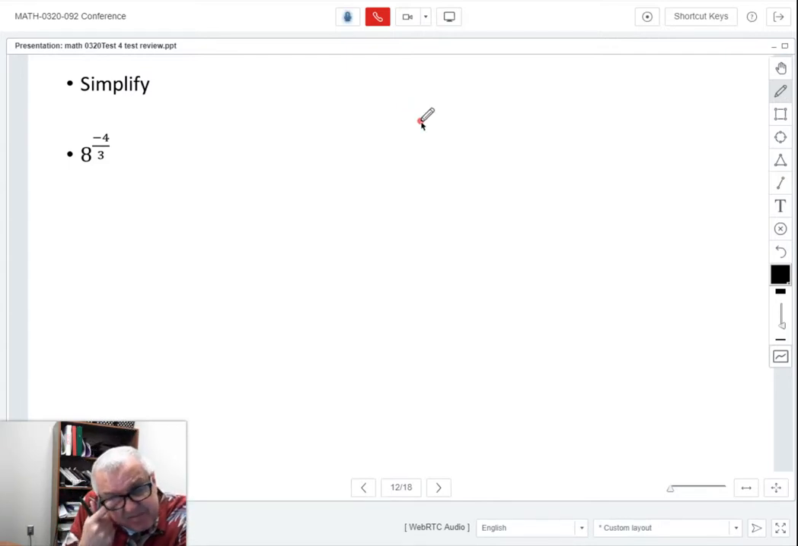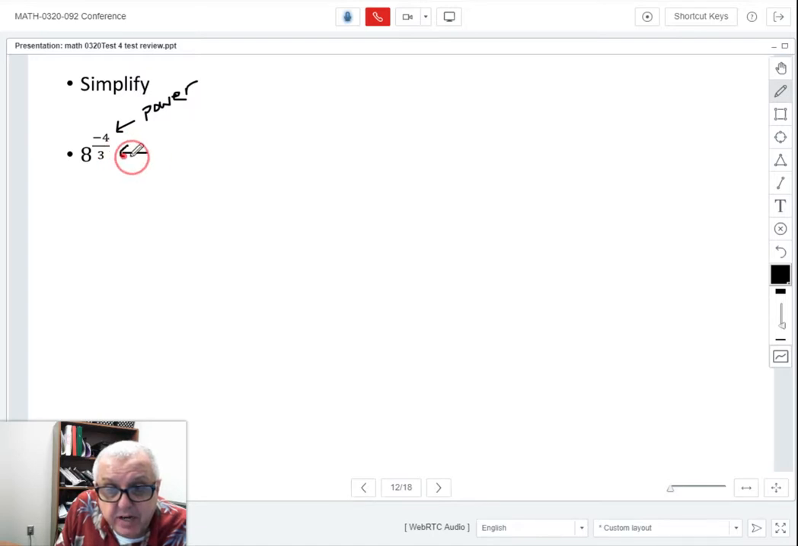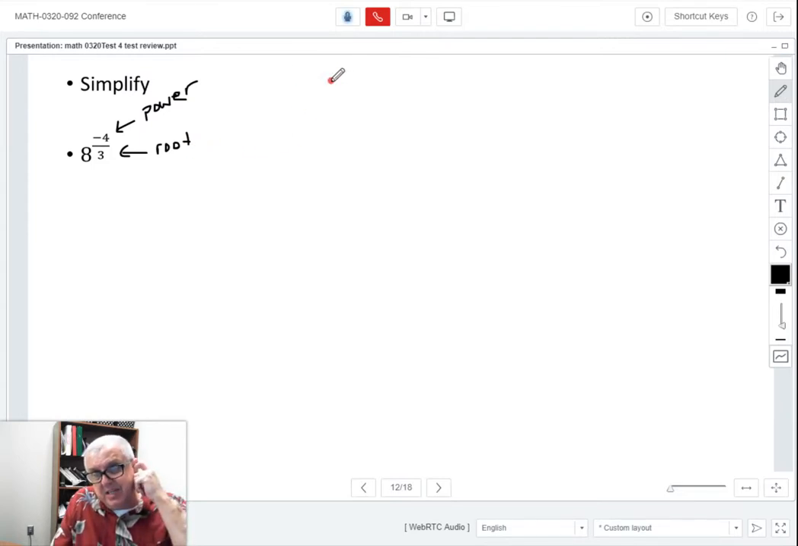Simplify this problem. Just know the top of this power, the top of a fraction is the power of it. The bottom of the fraction is the root. So this negative power says flip it. I wonder how I want to approach this. Okay. This negative power only has one meaning. Flip whatever it's attached to. It's attached to the 8. That negative power is, let's just look at it as a negative power.